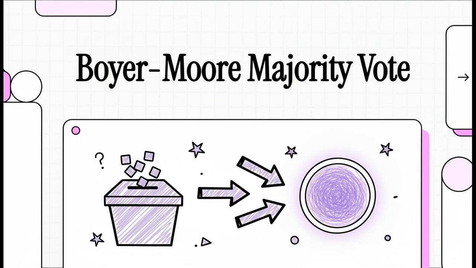All right, today we are diving into a really beautiful and honestly super clever algorithm that pops up all the time in technical interviews. It's called the Boyer-Moore majority voting algorithm, and it's just a fantastic trick for solving a common problem with some seriously surprising efficiency.